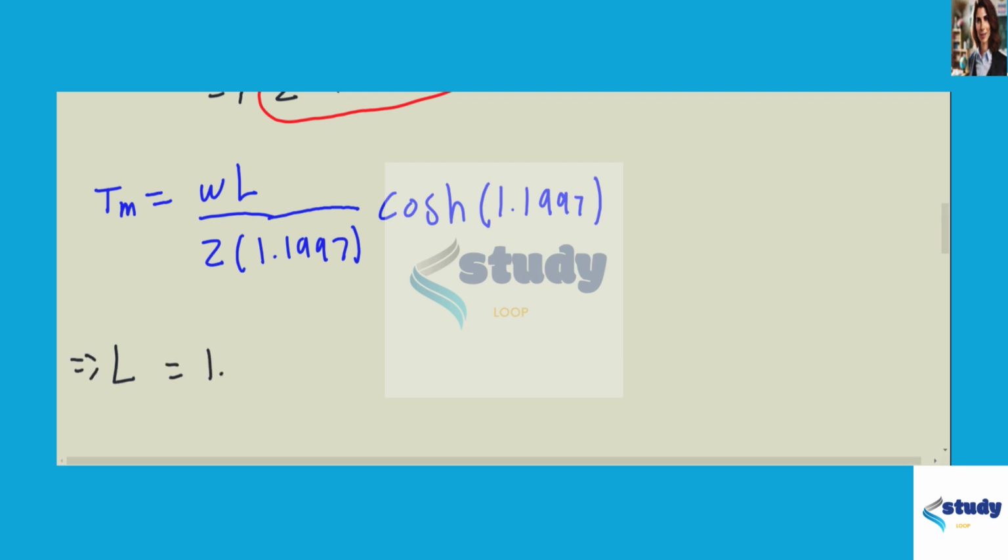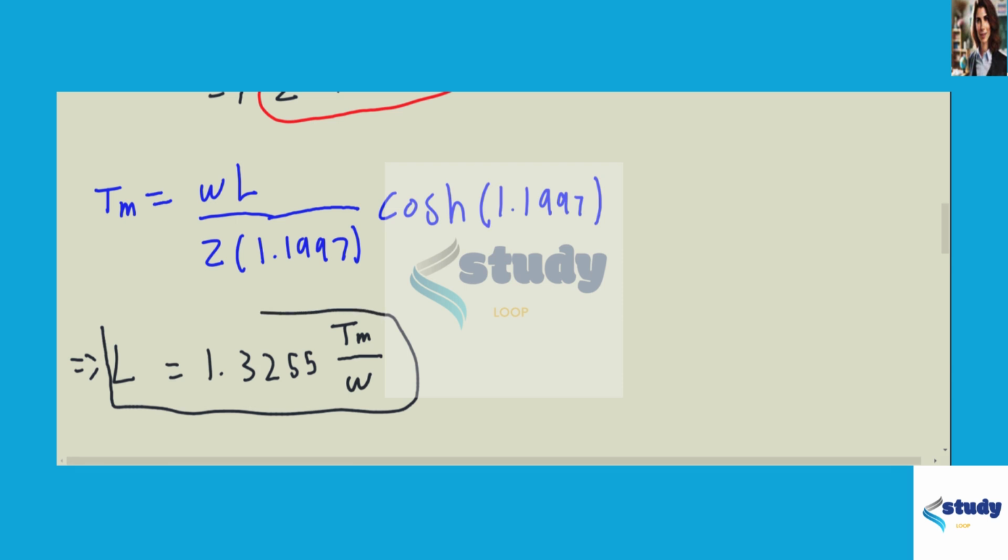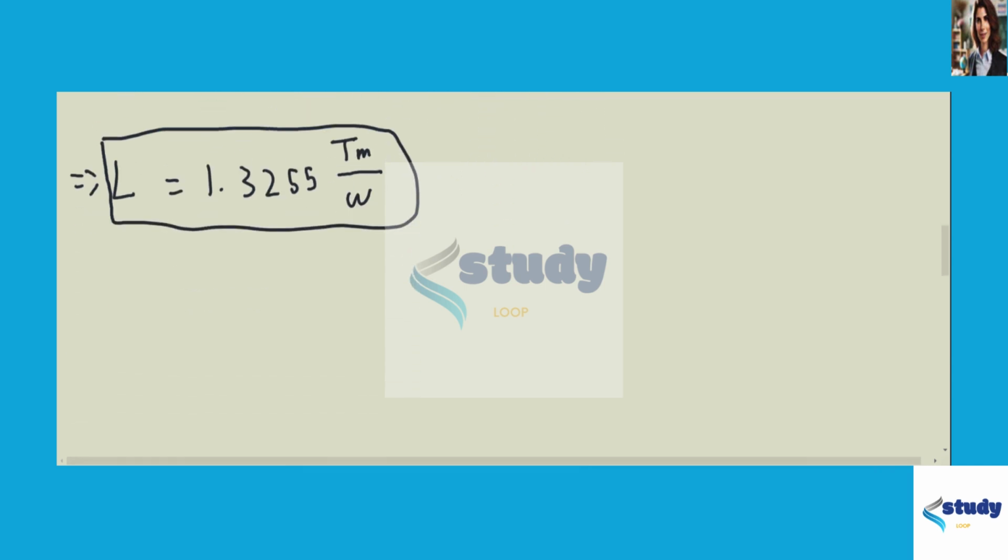And we'll get an equation for L that's equal to 1.3255 times the tension Tm divided by the weight per unit length. So we're now going to use that equation to solve for a value of L using the given values.